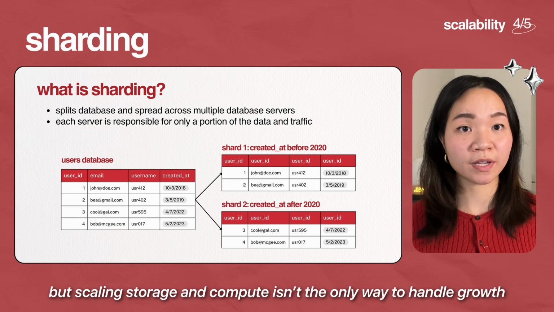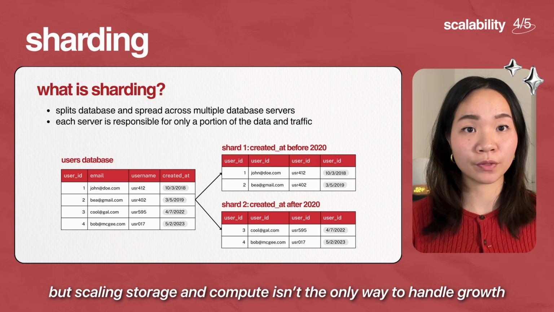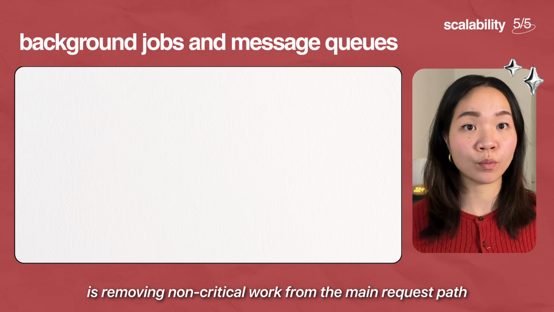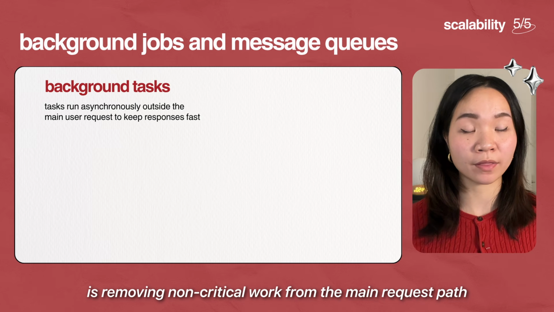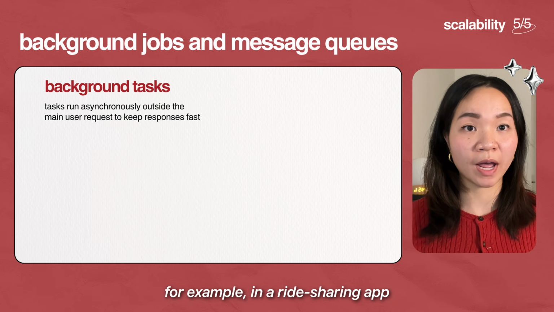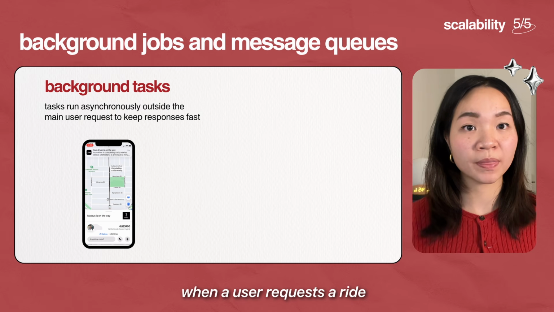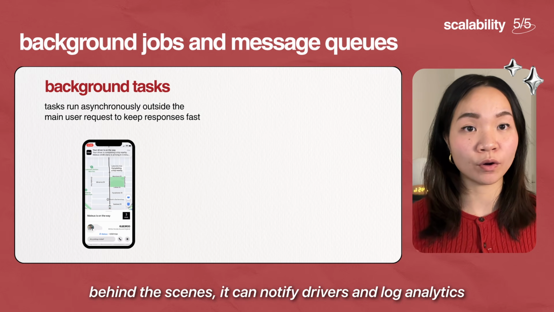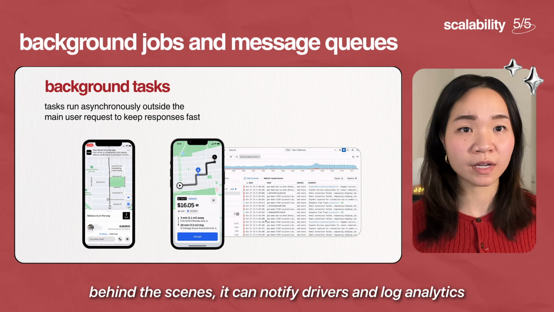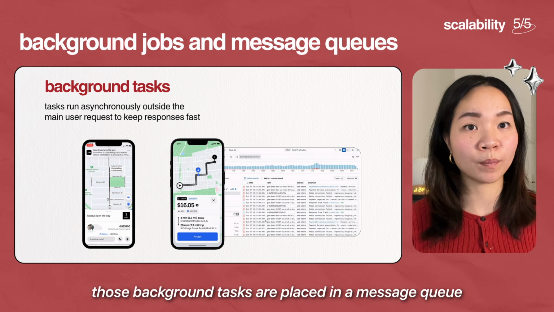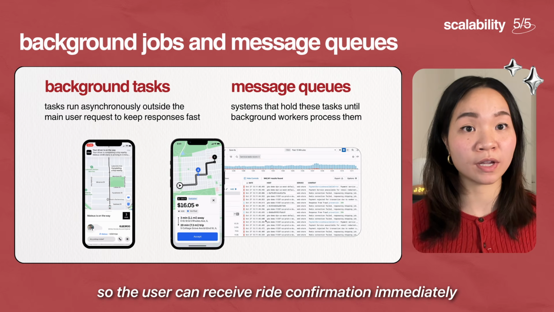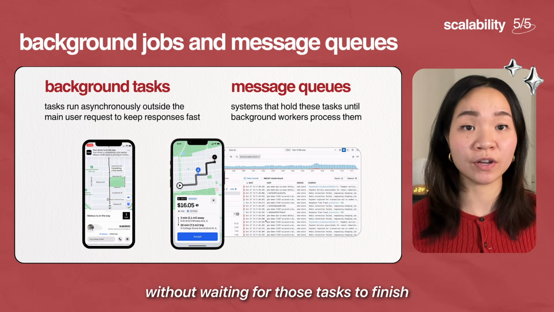But scaling storage and compute isn't the only way to handle growth. Another important scalability pattern is removing non-critical work from the main request path. For example, in a ride-sharing app, when a user requests a ride, the system should confirm the request immediately. Behind the scenes, it can notify drivers and log analytics. Those background tasks are placed in a message queue and processed by separate workers so the user can receive ride confirmation immediately without waiting for those tasks to finish.